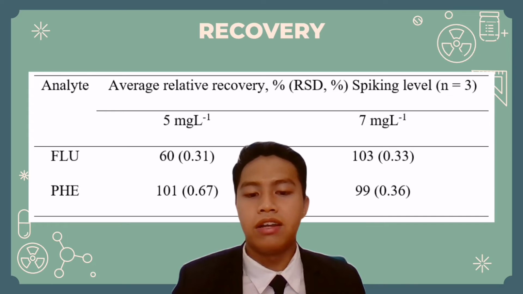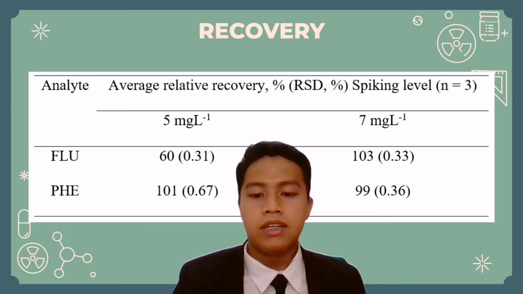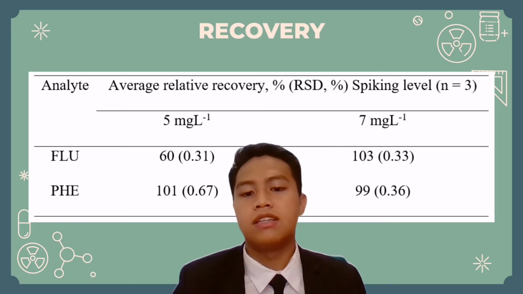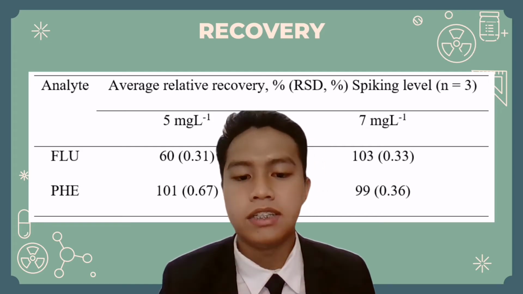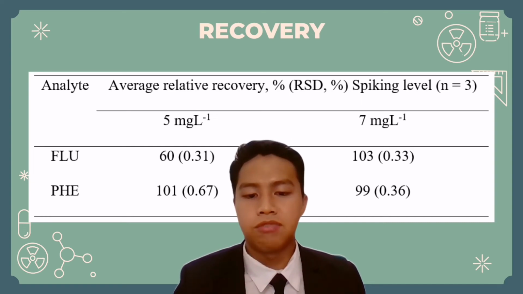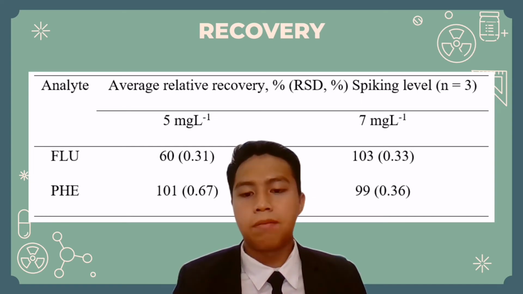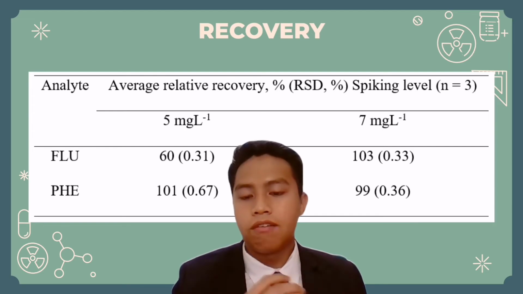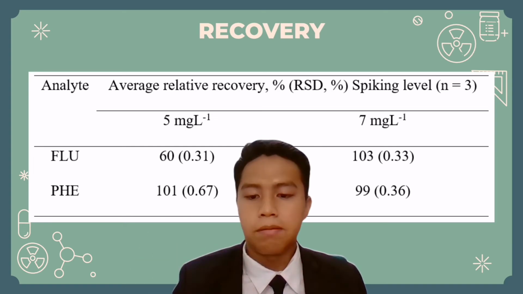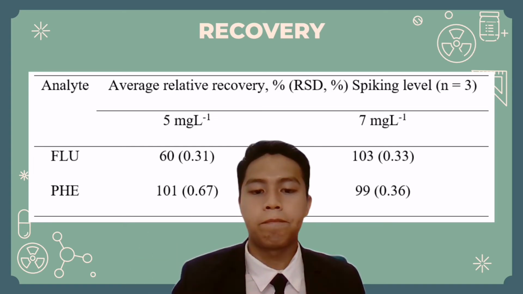And then I have undergone recovery using two concentrations for both analytes, which are 5 milligram per liter and 7 milligram per liter. For fluorene, the average relative recovery is 60% and RSD is 0.31%. For phenanthrene, the average relative recovery is 101% and RSD 0.67%. And then for 7 milligram per liter, the average relative recovery is 103% and RSD 0.33%. For phenanthrene, 99% and 0.36% respectively.